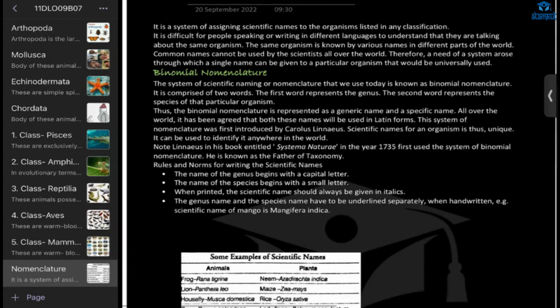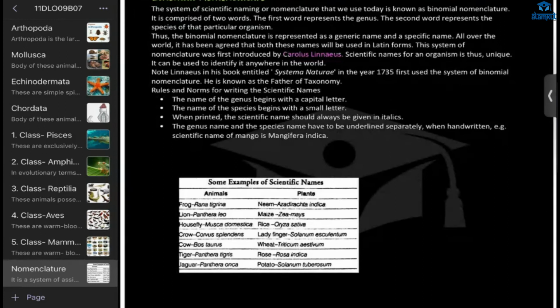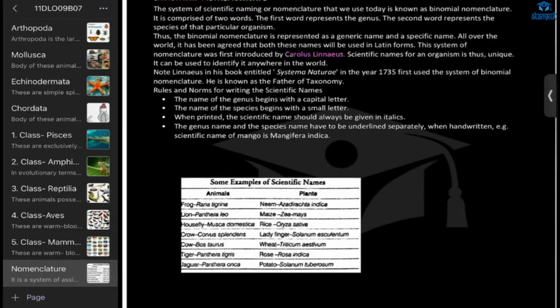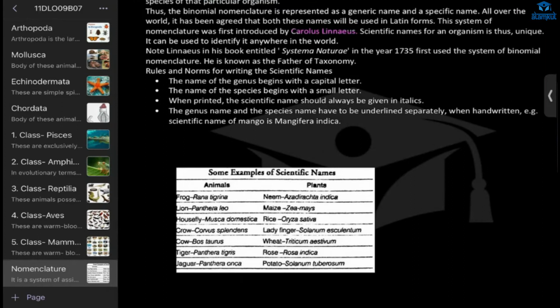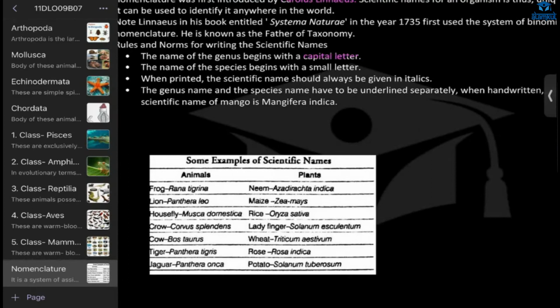In the starting of the class, we have talked about Carolus Linnaeus. What did he give? He gave two kingdom classification and hierarchy of classification. And he also gave binomial nomenclature. That means the name of any organism will have two naming parts. First will be genus, next will be species. The genus will begin with capital letter and the species will begin with small letter. And when it is printed, it should always be written in italic.